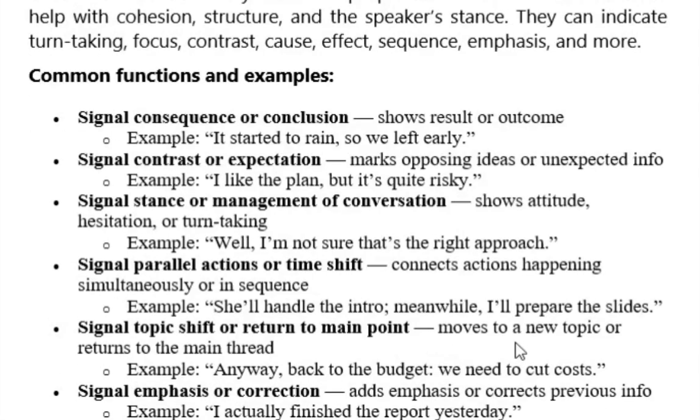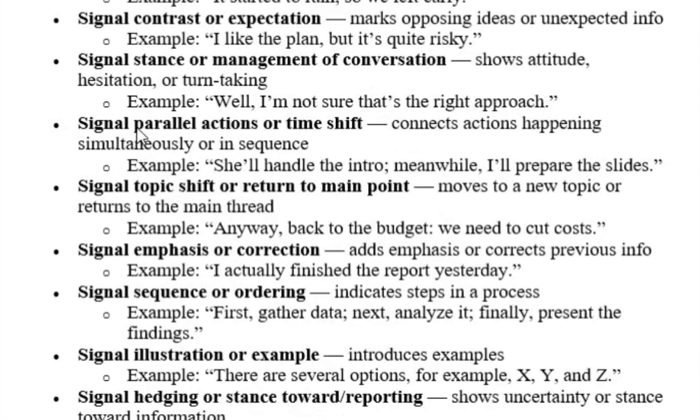Another one is about parallel actions or time shift. Like, for example, that connects actions happening simultaneously or in sequence, one after the other. Like this example. She'll handle the intro. Meanwhile, I'll prepare these slides. All right? So there are two people. One of them is handling another activity, and I do the other one, which is, for example, the presentation slides. All right? So meanwhile means simultaneously or at the same time. So again, this word is a discourse marker, is a kind of connective.